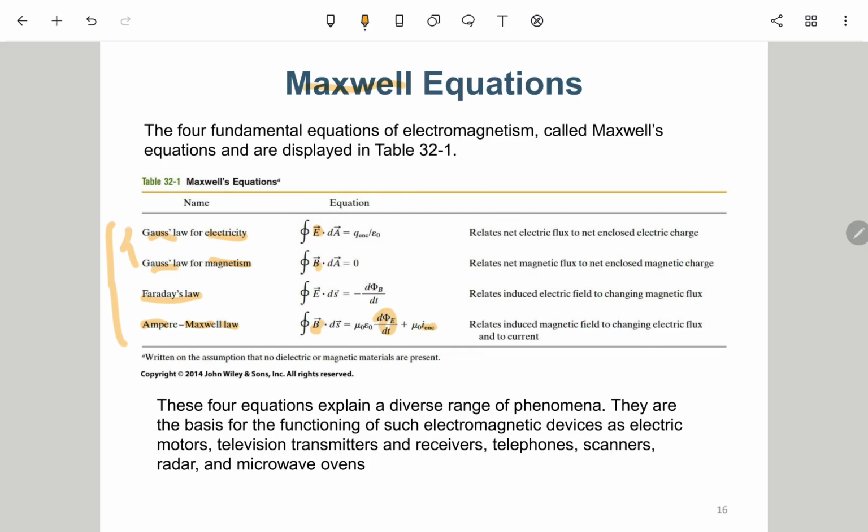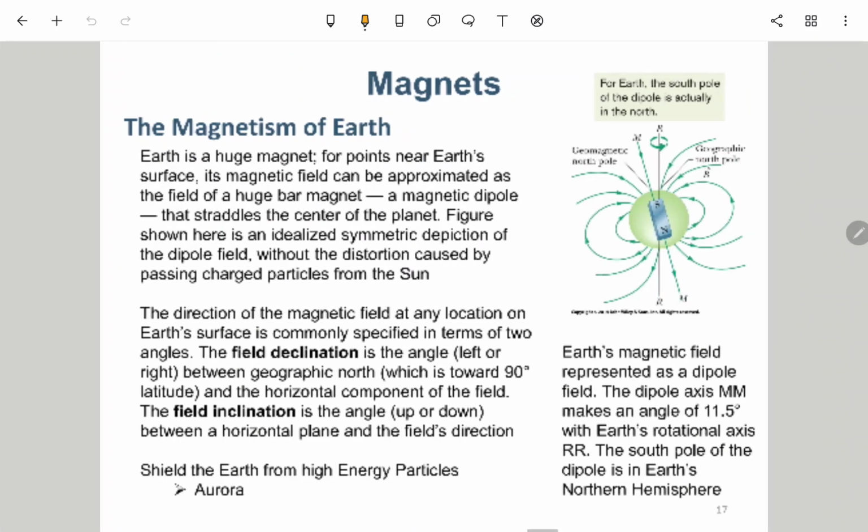So this is the contribution of Maxwell. Finally, we call this Maxwell's equations rather than Gauss's equations or Faraday's equations or Ampere's equations. So we just call them Maxwell's equations. These four equations explain a diverse range of phenomena. I won't try to talk too much.